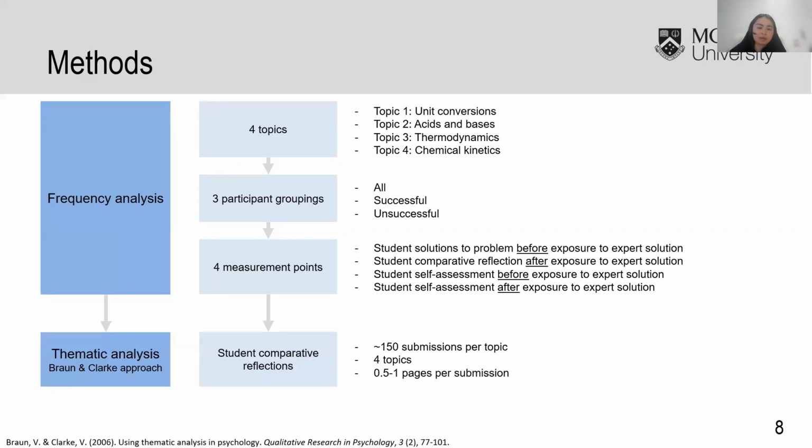Next, the student comparative reflections were thematically analysed using the Braun and Clarke approach, and there were approximately 150 submissions per topic, 4 topics, and each submission ranged from half to a page. This study was approved by Monash University Human Research Ethics Committee.